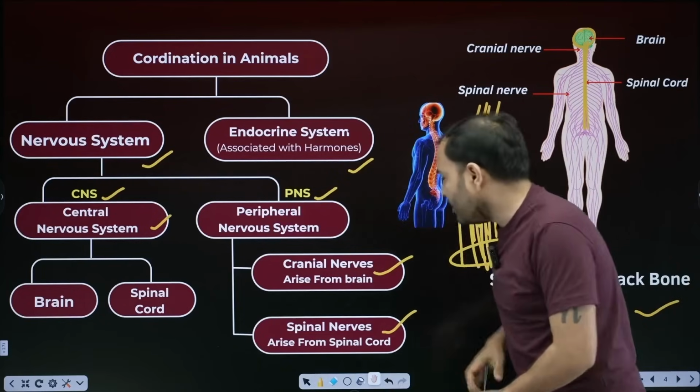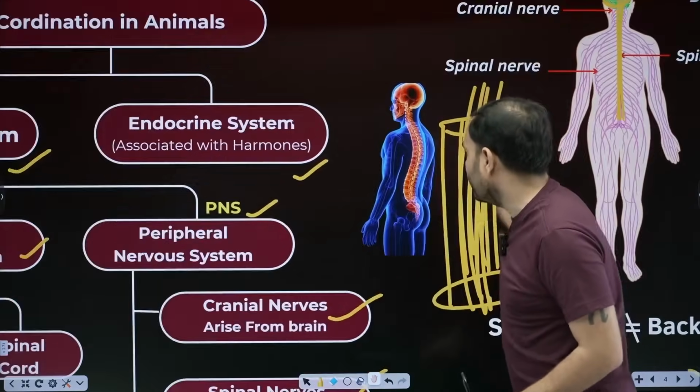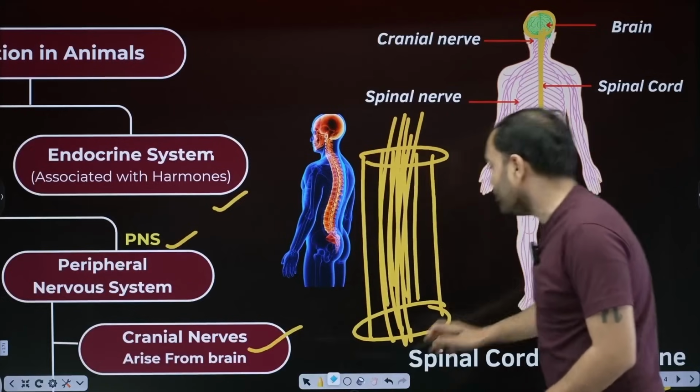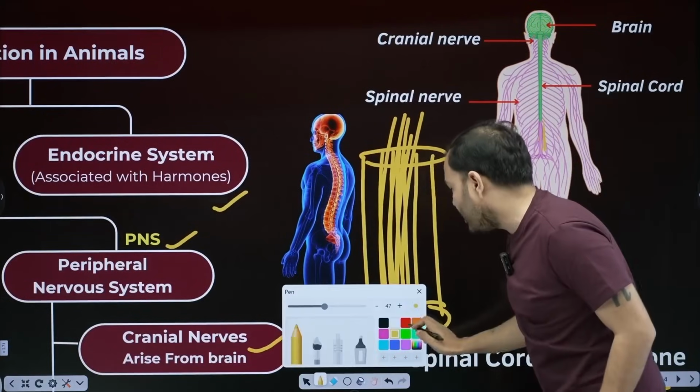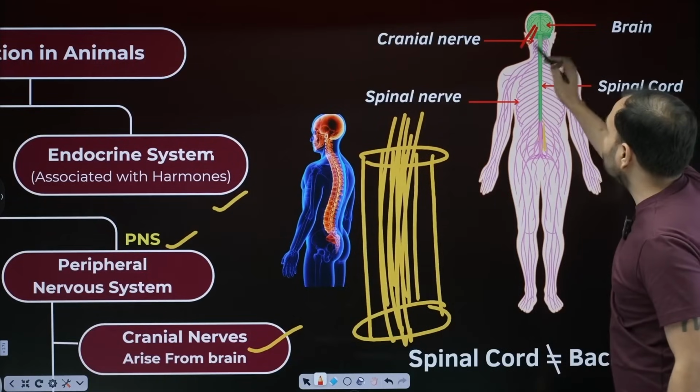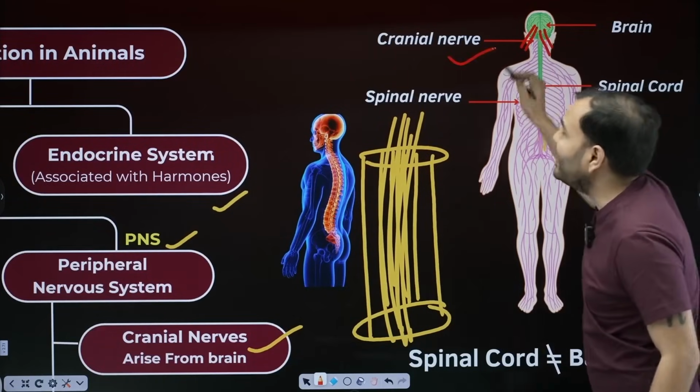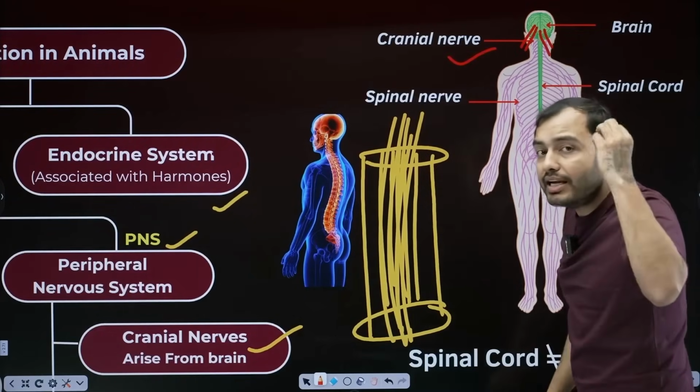So peripheral means side, right? Periphery. The side one nervous system is also very important. Which are the parts of the peripheral nervous system? One is the nerves coming out of the brain. Which nerves are coming out of the brain? Cranial nerves. Nerves coming out of the brain, cranial.